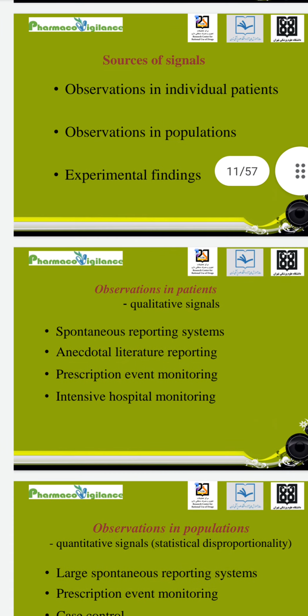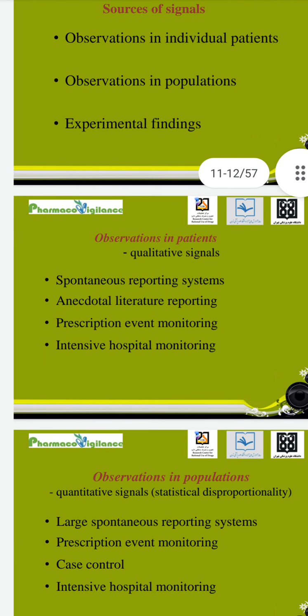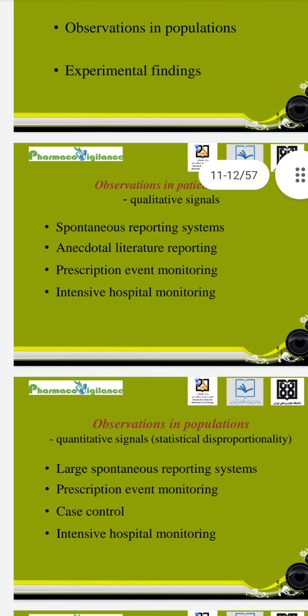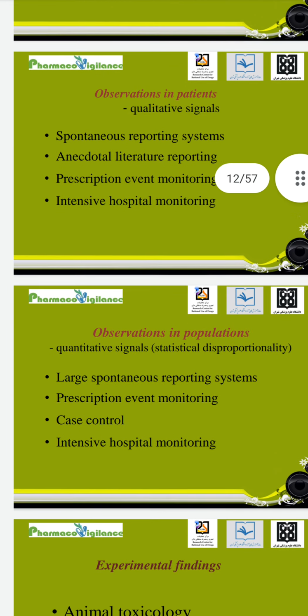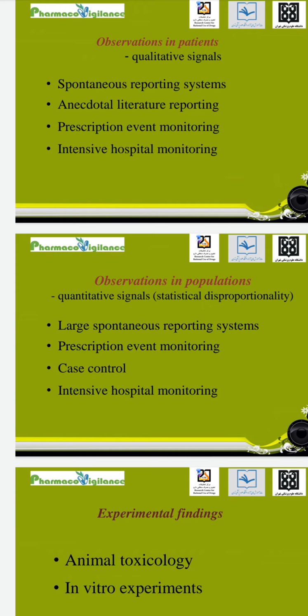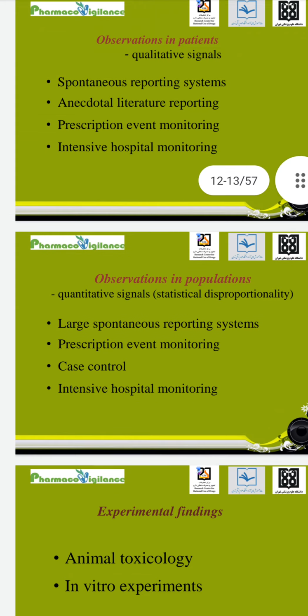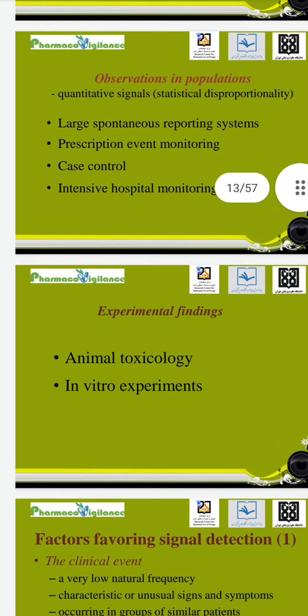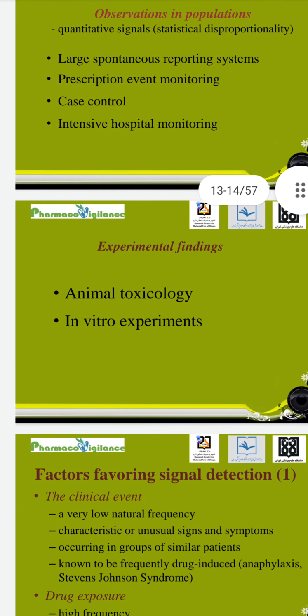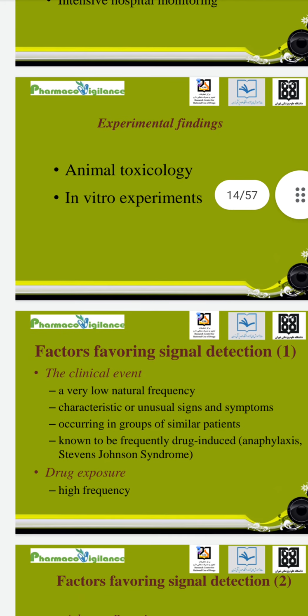We have experimental finding, observation in patients. The type of signals are qualitative, that is spontaneous. We have literature reporting, prescription event monitoring, and intensive hospital monitoring of the patients. For the observation in population, that is a quantitative signal or statistical. We have a large population, prescription event monitoring, a case control, and intensive hospital monitoring. For the experimental finding, we have animal toxicology and in vitro experiments.